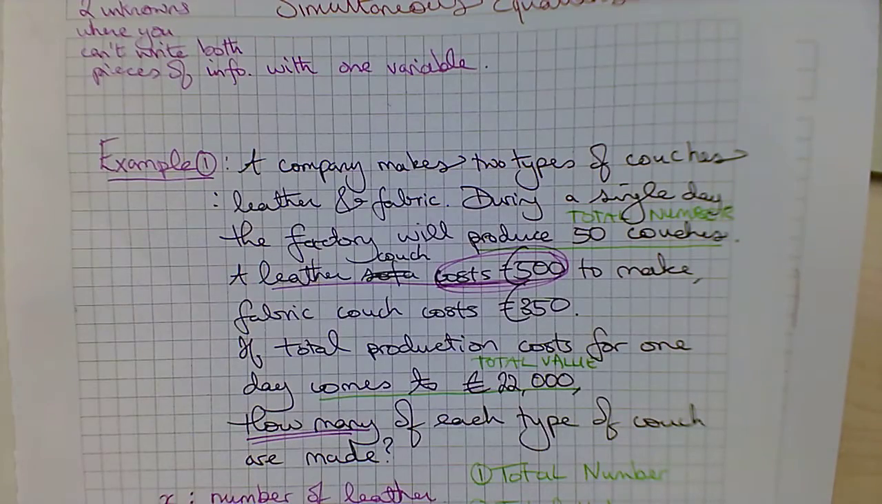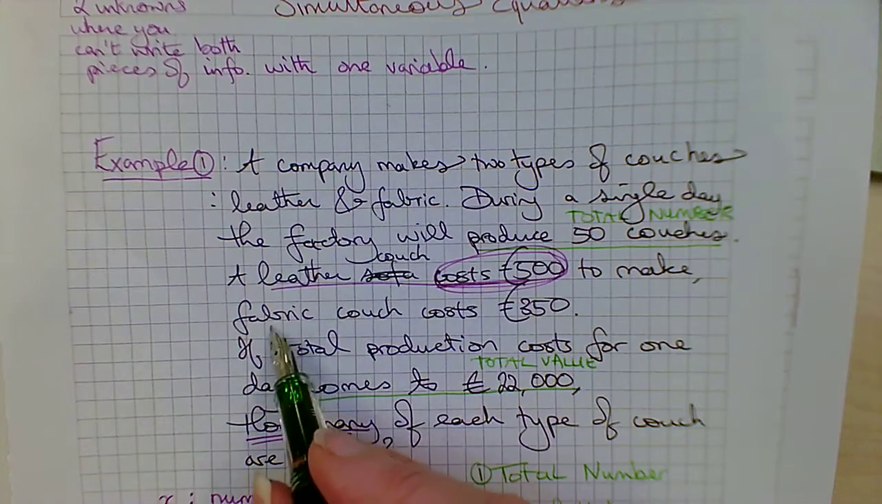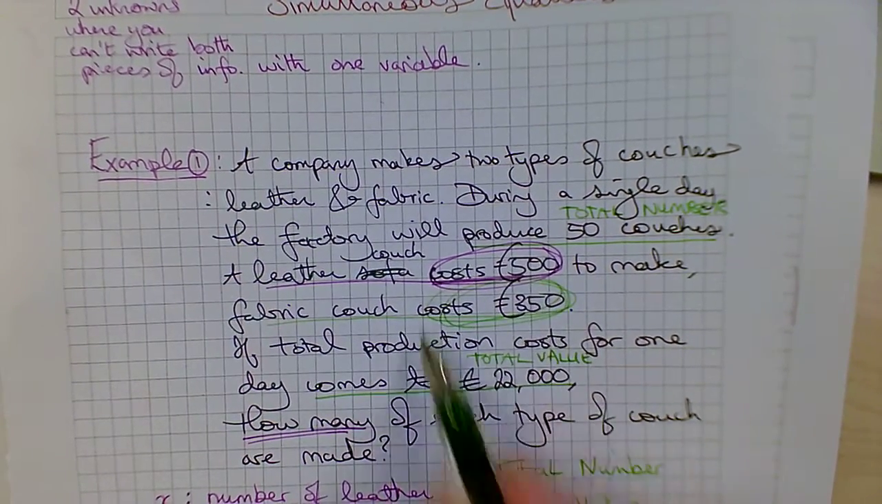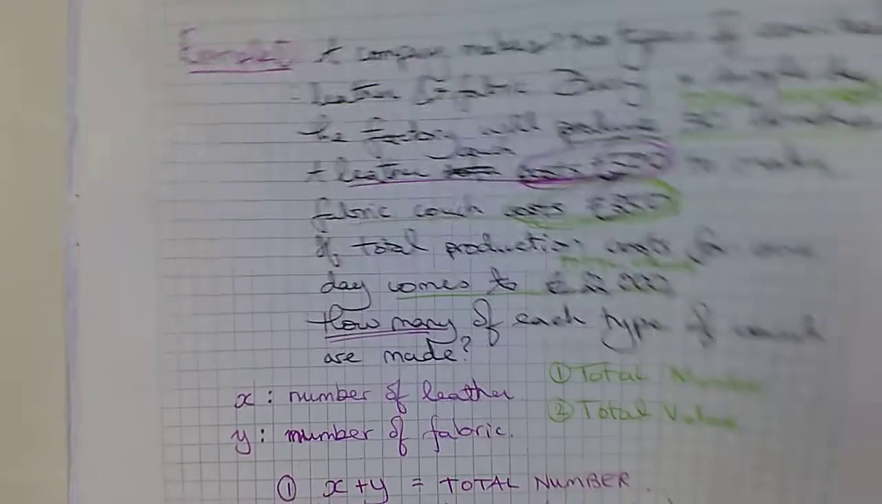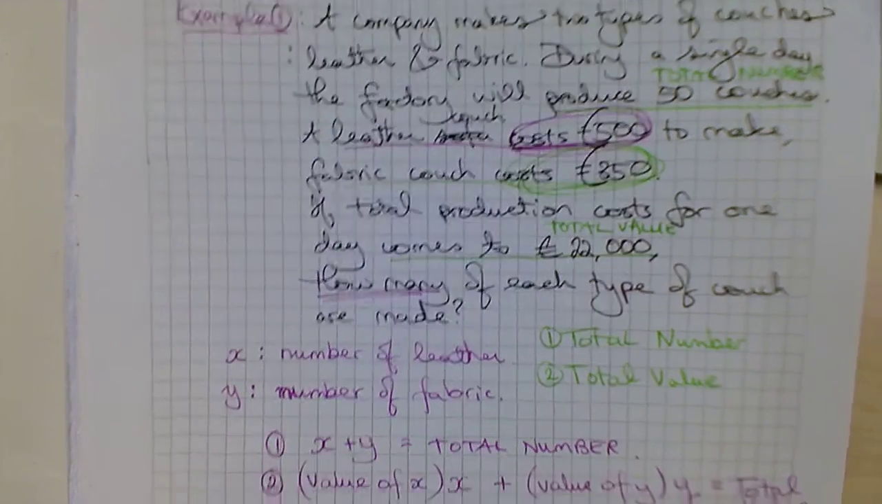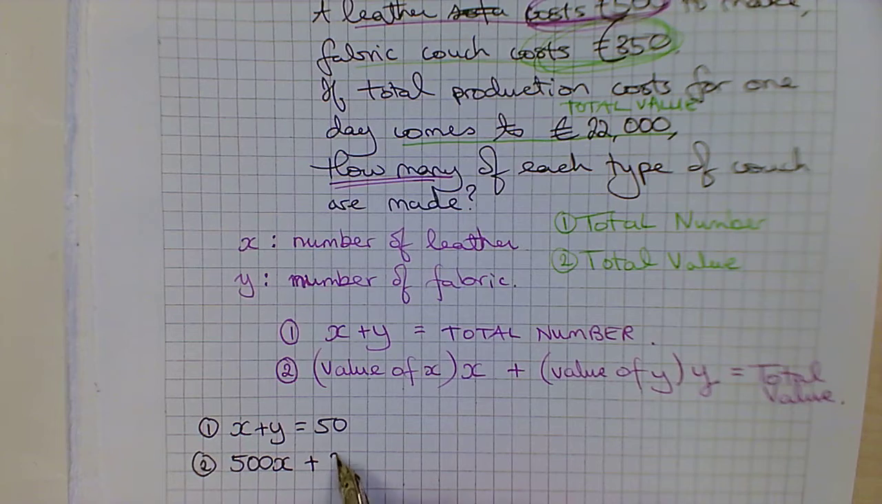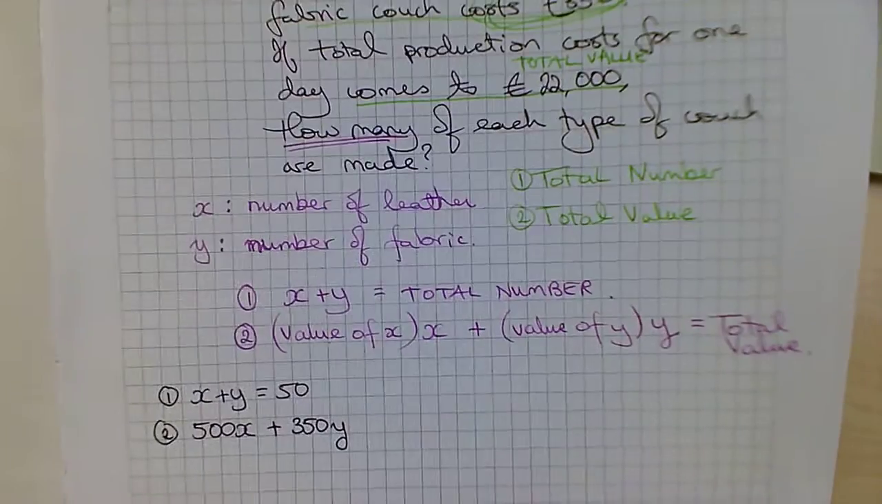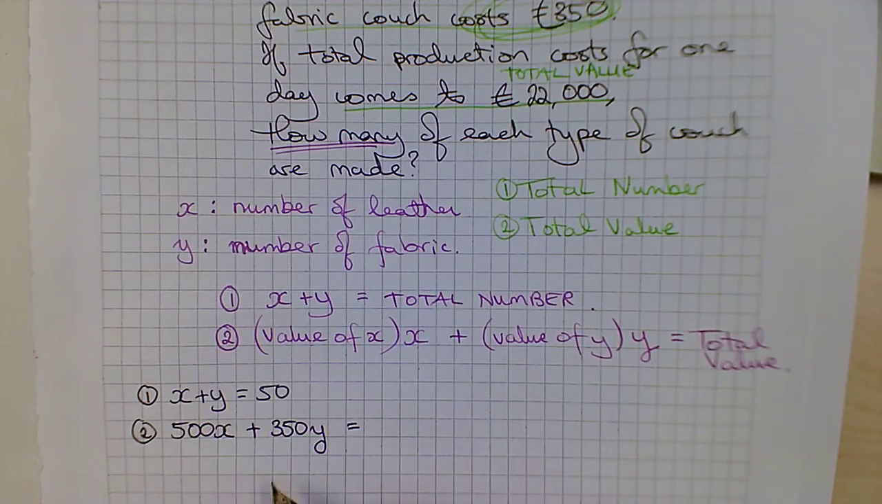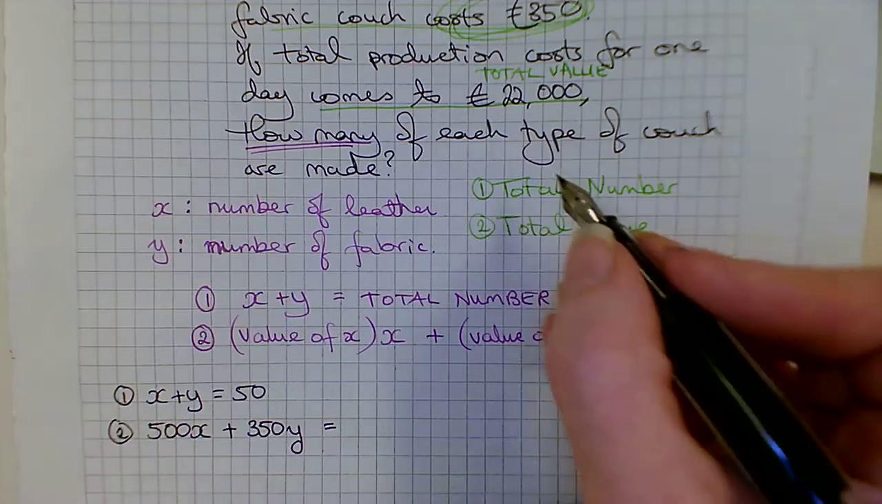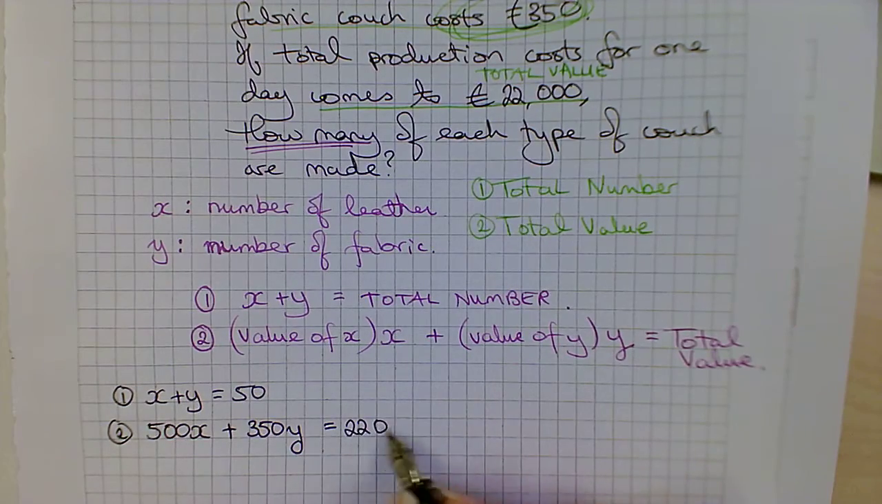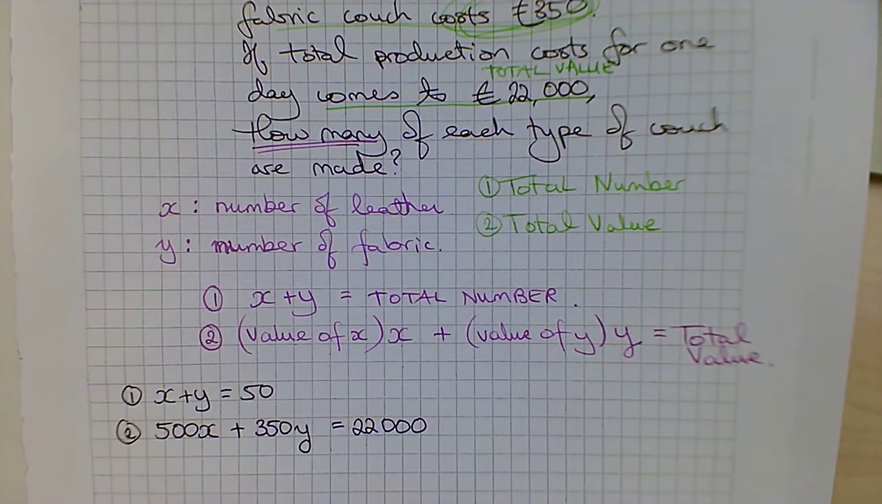Same thing with the value of Y. How much does a fabric couch cost? It costs 350. So I'm going to put that value of Y, 350, or cost of Y if you prefer, multiplied by how many of them I made. And when I do that calculation, it will always be equal to my total value, which in this case is 22,000. Okay? So now I have two simultaneous equations in X and Y, and I have to solve them the way that I've always solved them before.